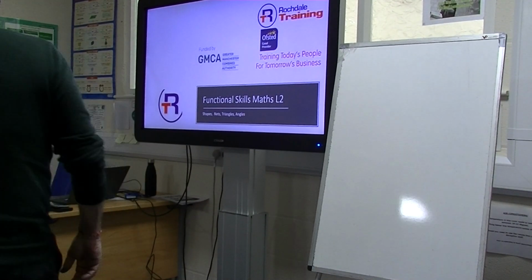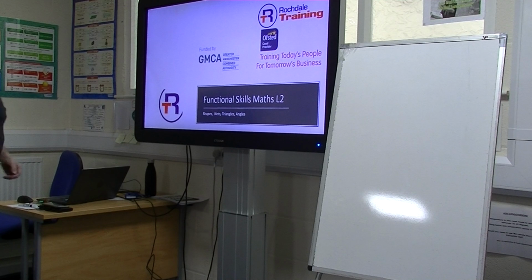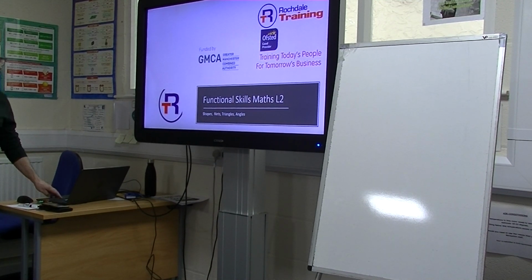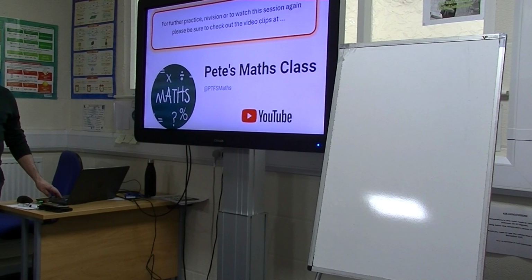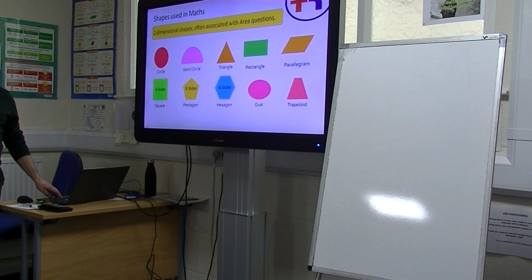So shapes, nets, triangles and angles. It's more information than actual doing work, to be perfectly honest. It's just some information. So we're going to look at shapes, angles, nets of shapes and triangles and some plans and elevations, some angles and some coordinates. We've already looked at coordinates, we know all about that. Again, it's available to watch, or it will be available to watch on YouTube.